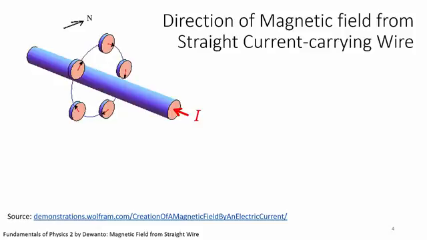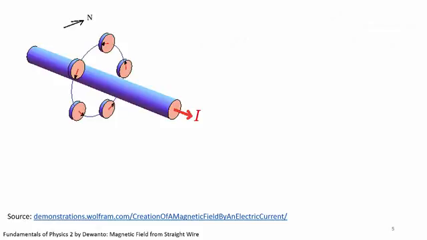We will learn how to compute the strength of the magnetic field from a current carrying wire in a moment. If we reverse the direction of the current, the magnetic field will still circle around the wire, but in the opposite direction.